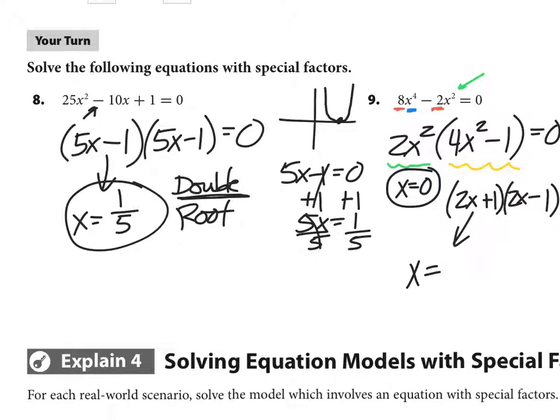What's the opposite of +1? -1. What's the opposite of multiply by 2? Divide by 2. What's this one going to be? Well, just the opposite. +1/2, because one case is a positive, the other case is a negative.